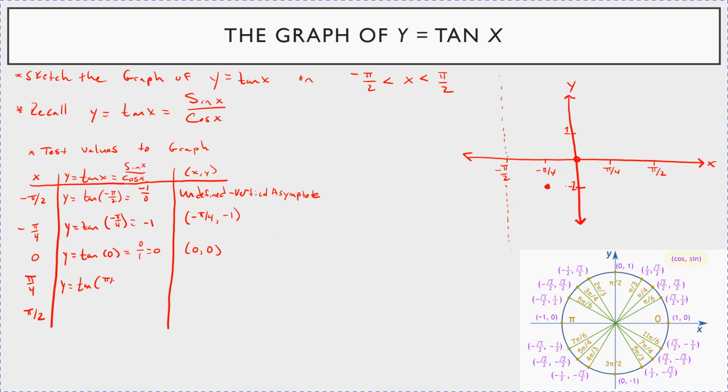Tangent of pi over 4: that's sine over cosine, and here's pi over 4, so that's square root of 2 over 2 divided by square root of 2 over 2, which is just 1. So it's pi over 4, comma 1. Then you're going to notice a weird thing here. y equals tangent of pi over 2. Here's pi over 2, so that's sine divided by cosine, which is 1 divided by 0. Again, it's undefined, and we have a vertical asymptote here.